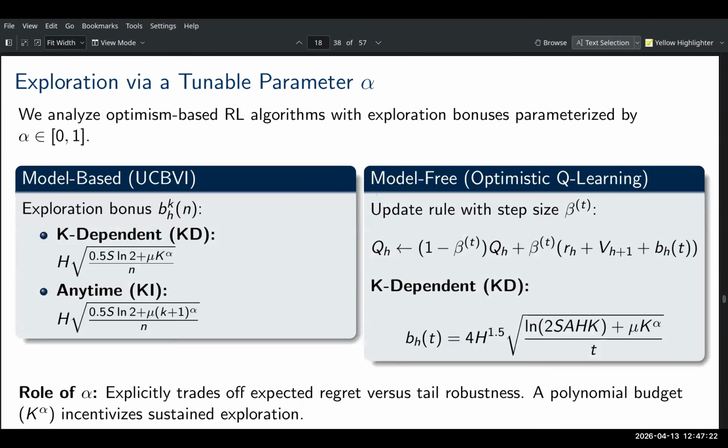So what's the main result? Our main result comes in two shapes. We look at the UCBVI and optimistic Q-learning algorithms. In UCBVI, we look at both the K-dependent case, a scenario where I tell you how many episodes you are going to run your algorithm and I expect good performance, and the anytime case, where I do not tell you how many times I'm going to run the algorithm. You just keep running the algorithm, so you don't know what the capital K is.